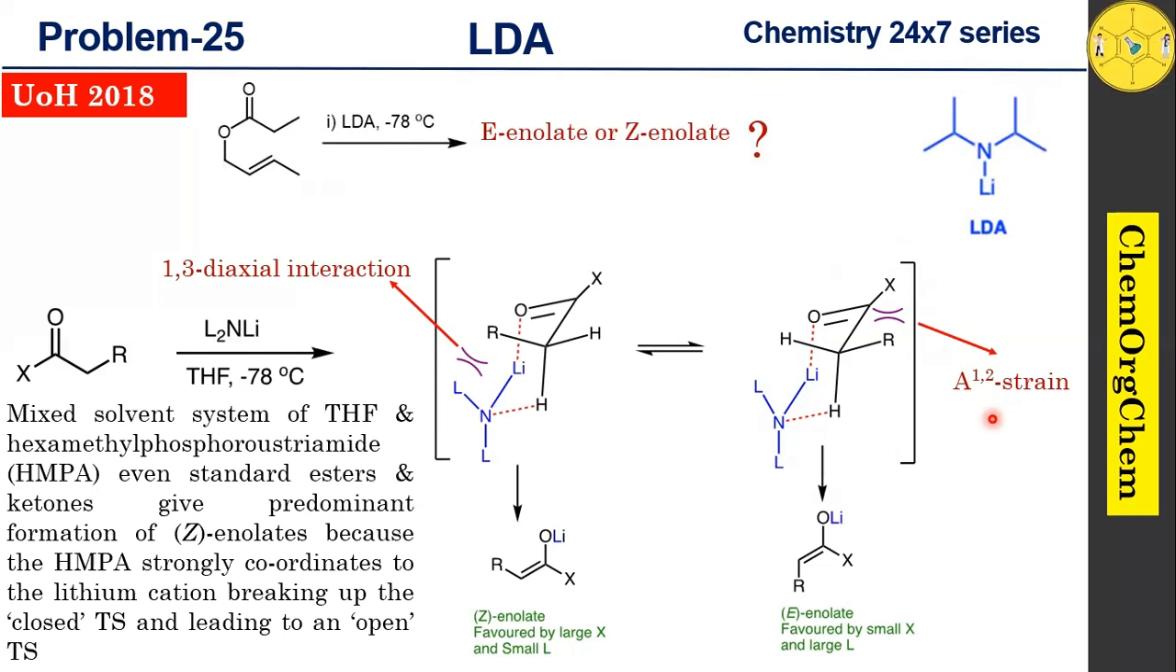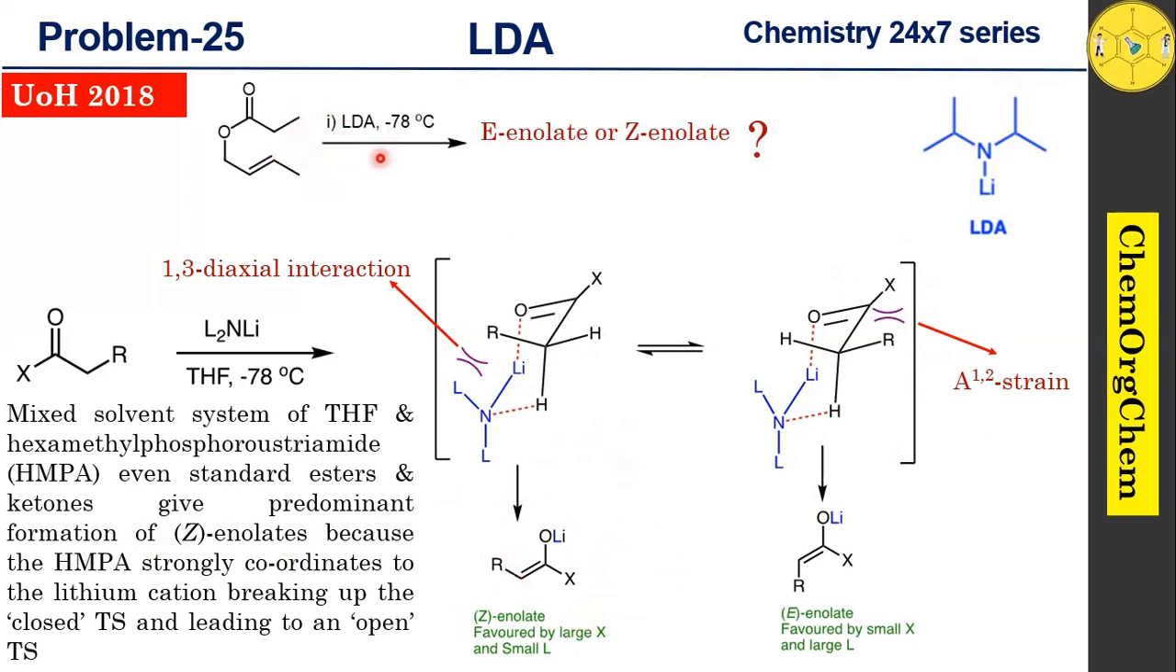So when you use a mixed solvent system such as THF-HMPA, it always favors the formation of the Z-enolate ion, since HMPA strongly coordinates with the lithium cation, breaking up the closed transition state, which leads to the formation of an open transition state that results in the corresponding Z-enolate ion.